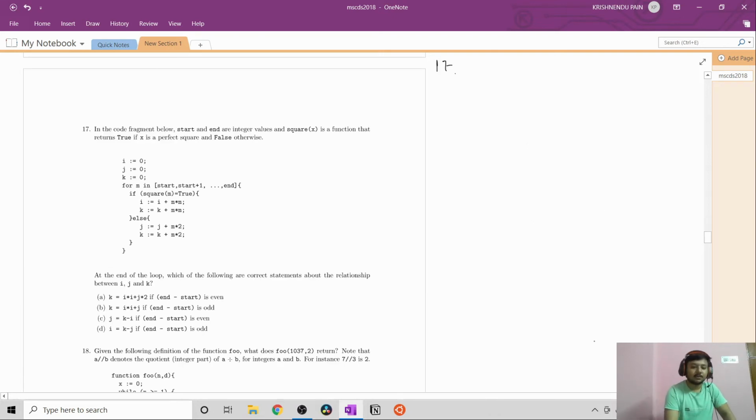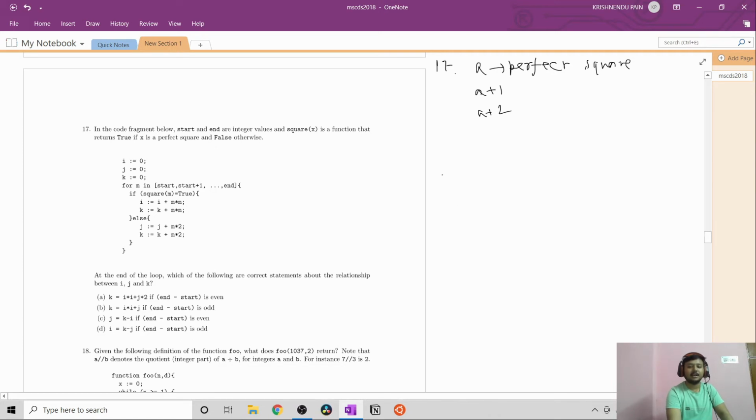Question number 17. There is a code fragment given. Start and end are integer values and square x is a function that returns true if x is a perfect square and false otherwise. So there is a code given here. At the end of the for loop, which of the following are correct statements about the relationship between I, J and K? So to do this problem easily, we will take, suppose A is a perfect square number, and we will run this loop for 3 numbers: A, A plus 1, A plus 2. As A is a perfect square, A plus 1 and A plus 2 are not perfect squares. So we will run this loop for these 3 integers.